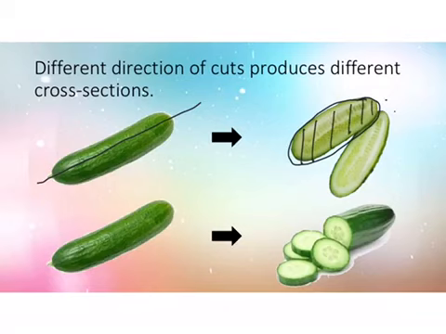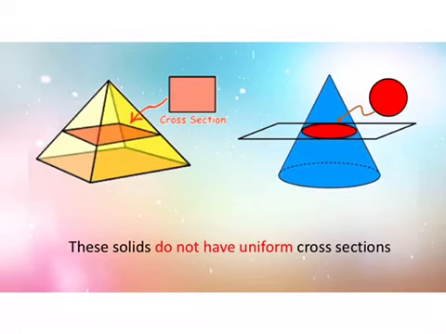How about if we were to slice the cucumber in a different direction? Cutting the cucumber in slices, we will result in a circular shape, a circular cross-section of the cucumber, and this will be your cross-sectional area. Let us consider the case where we cut the solids in the same direction but at different positions.